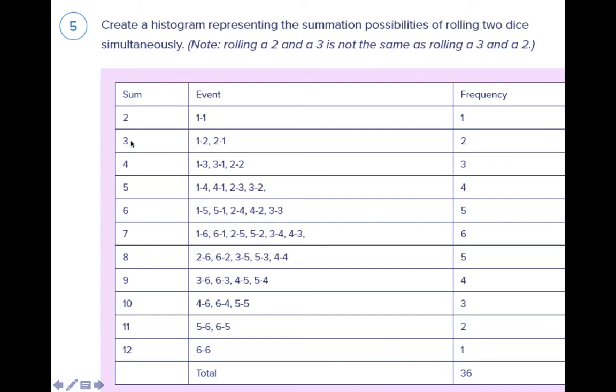So you can kind of get an idea of what's going on here. In order to roll a 3, I can either roll a 1 and a 2 or a 2 and a 1. So that's 2 different ways that I can get 3. To get a 4, I can roll a 1 and a 3, a 3 and a 1, or a 2 and a 2. And so that would be a frequency of 3, and then you can go on, and it kind of goes through all of them, and you can see that it kind of looks like a bell curve.